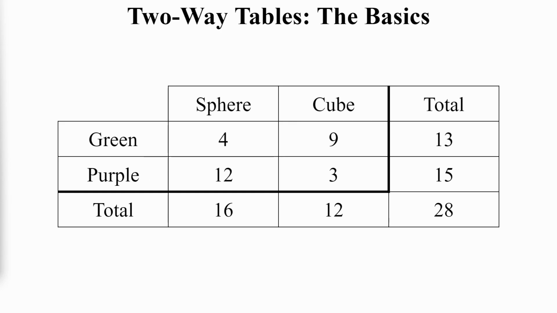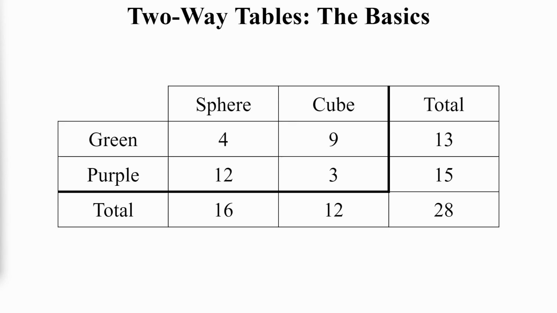So here we are. This is a two-way table. It literally means you've got rows and columns. That's it. And they're broken up by some kind of characteristic. The entries in the middle have both of the characteristics. So green spheres would be 4. We got 4 of those that are both green and spherical.